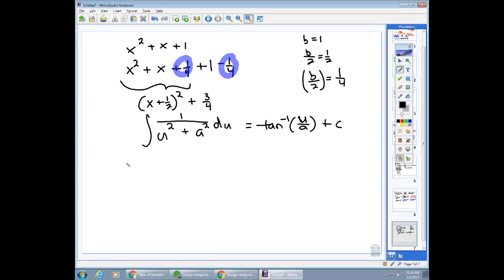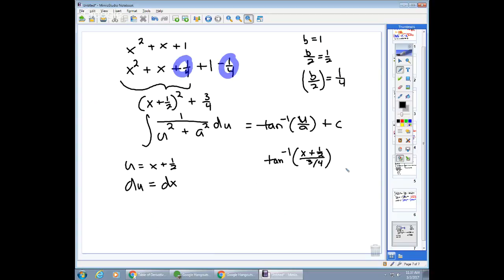Now, in this case, if u is equal to x plus 1/2, then du would be what? dx, so there's no constants we're losing, so it's pretty straightforward. So for us, our antiderivative would be the tangent inverse of x plus 1/2 over 3/4 would be our antiderivative for that one right there.